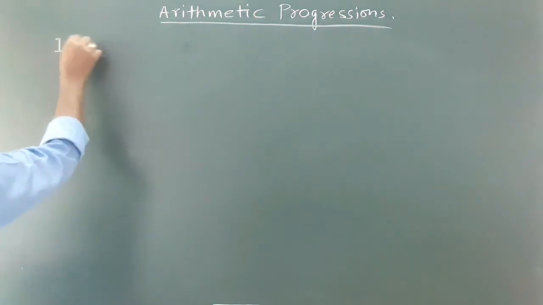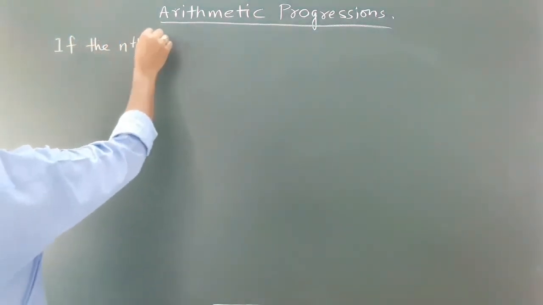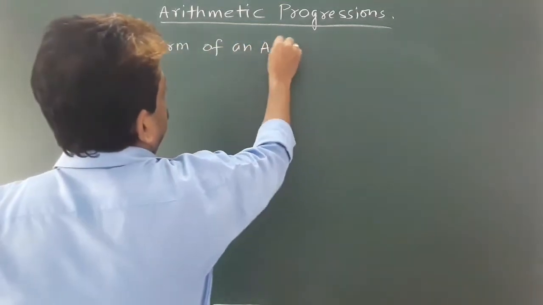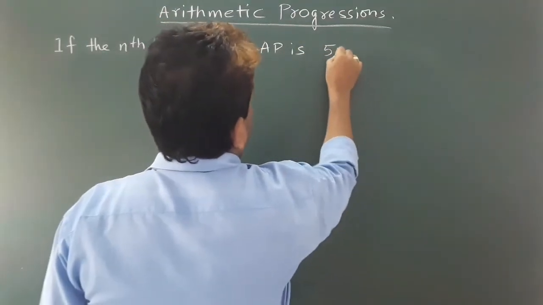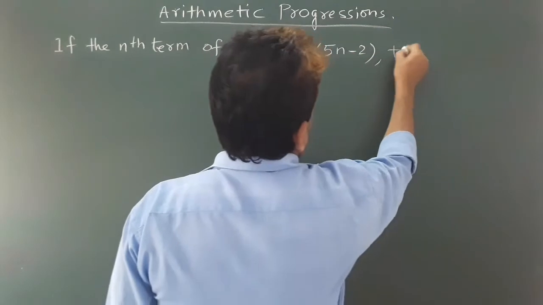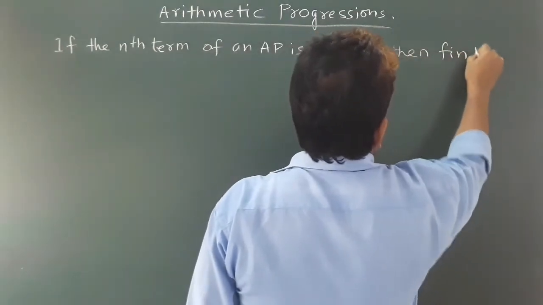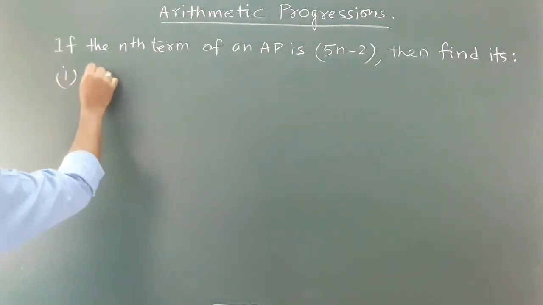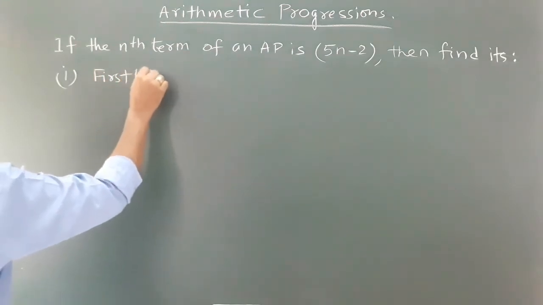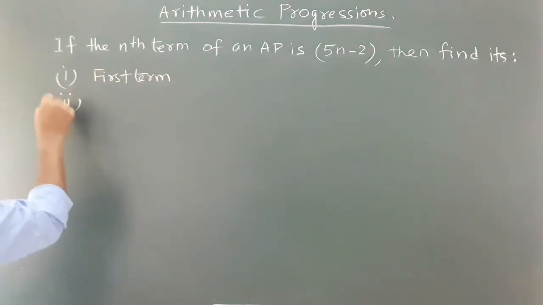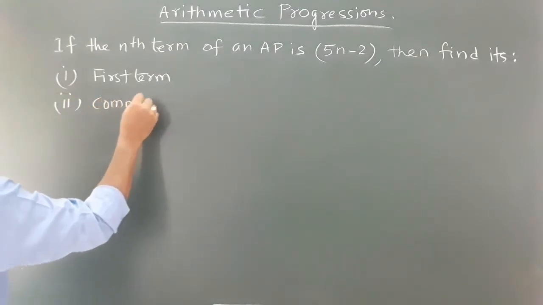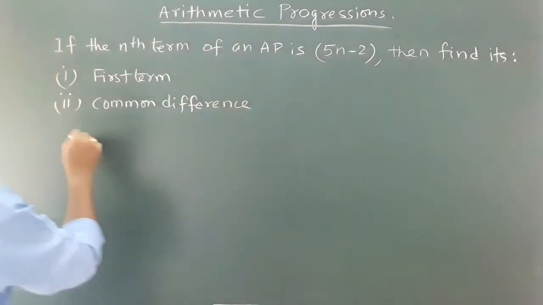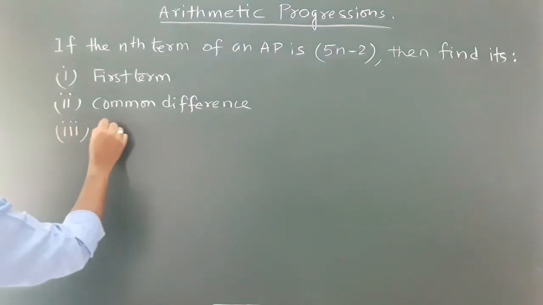If the nth term of an AP is 5n minus 2, then find its first term, the first question is the first term, second question is common difference, and the third question is the 19th term.